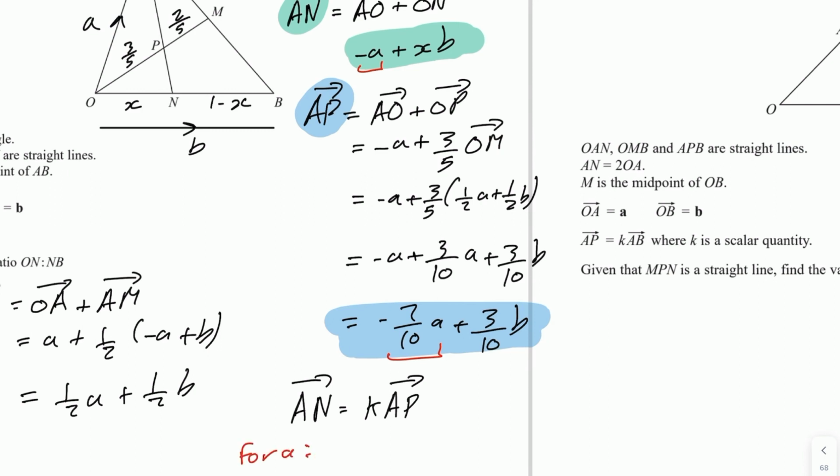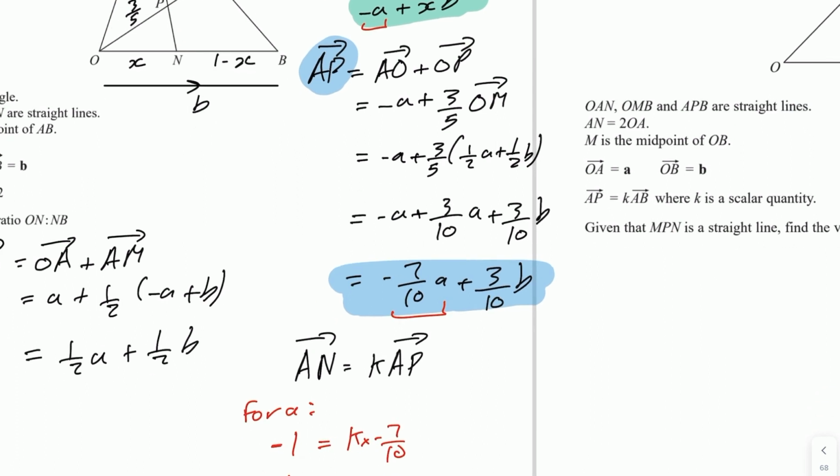So you can see the red color refers to what I've just underlined in red. So for AN, we have -1. We're not going to write the a, but we're writing the equation for a. And on the right, for AP, we have k times -7/10. So we can say that k is equal to 10/7 for a.